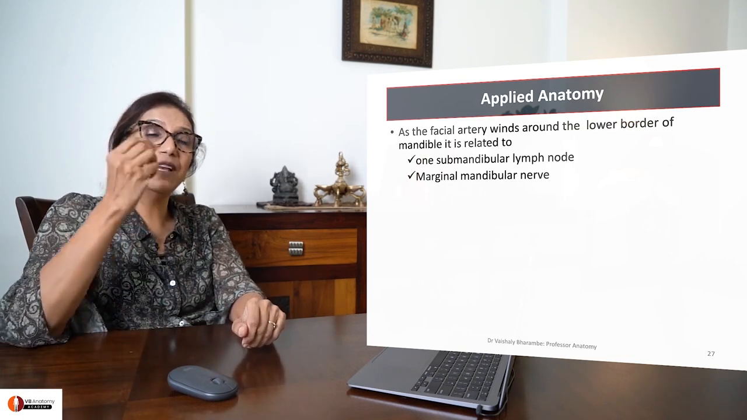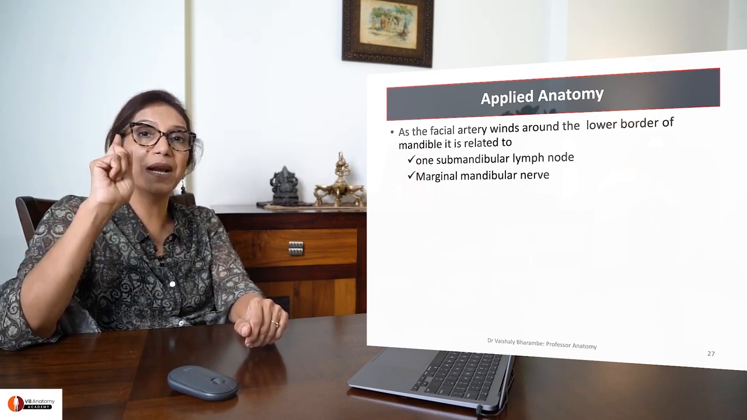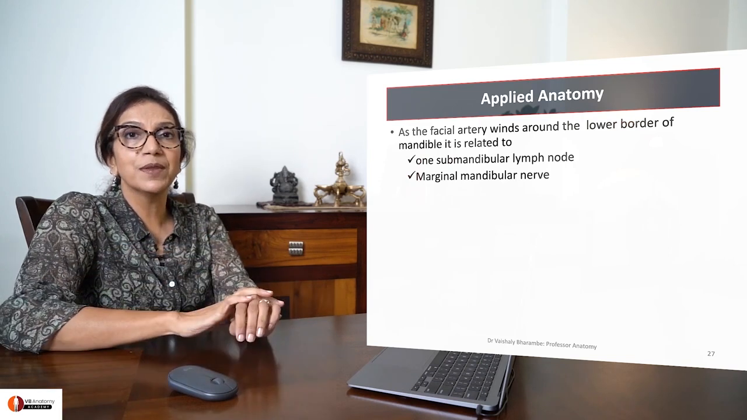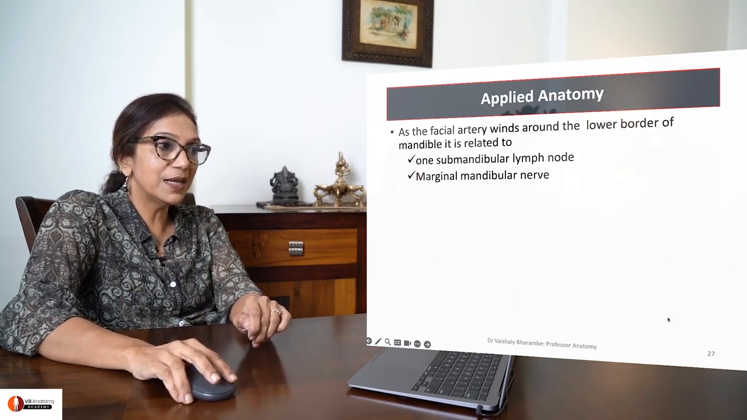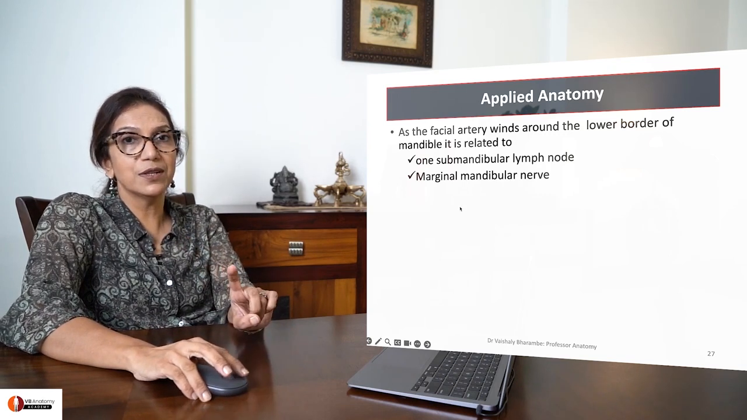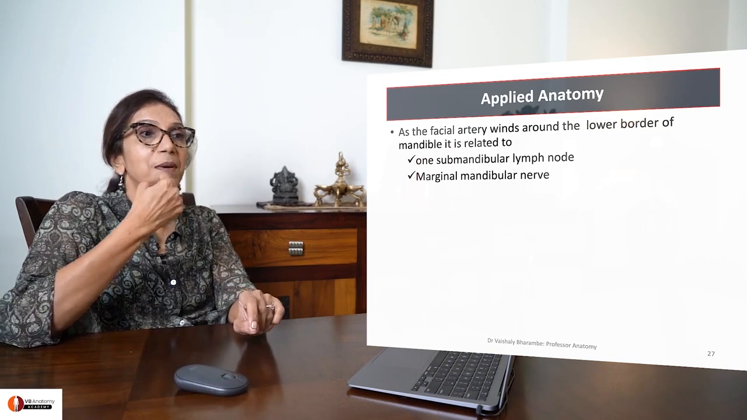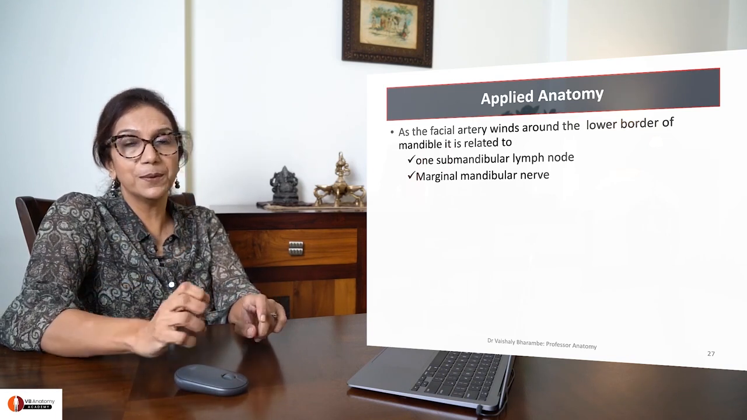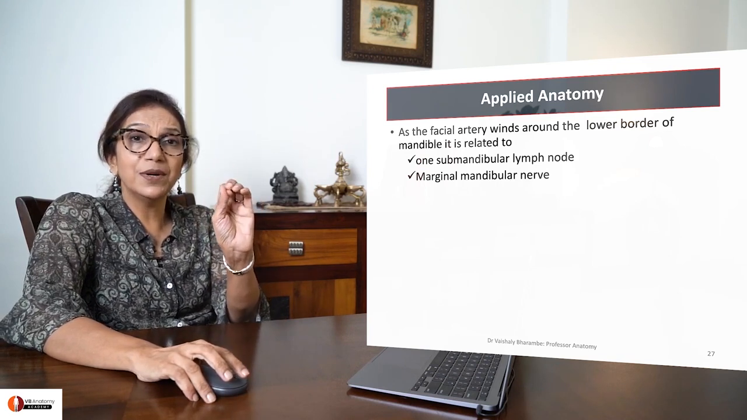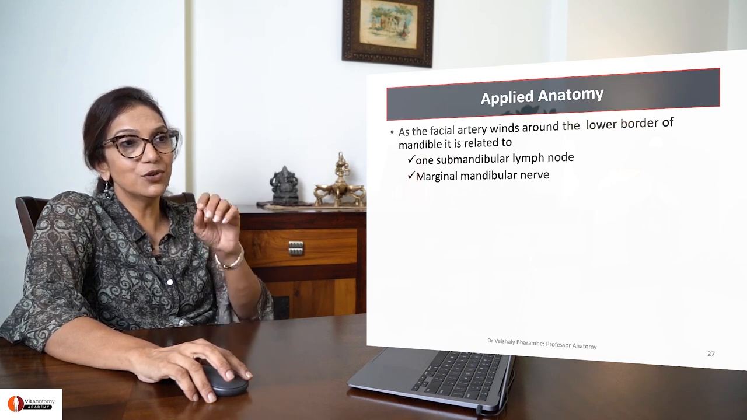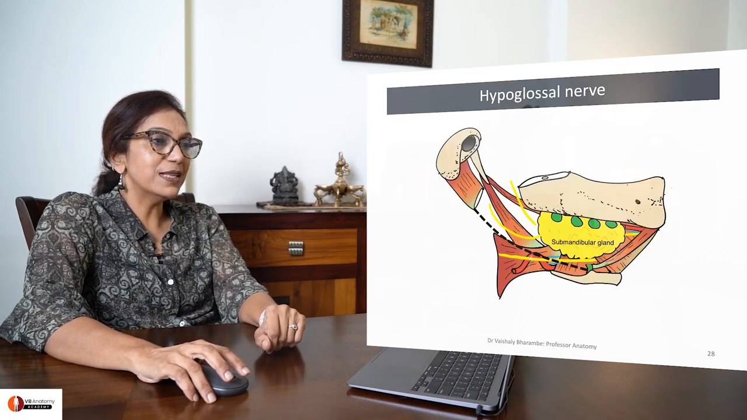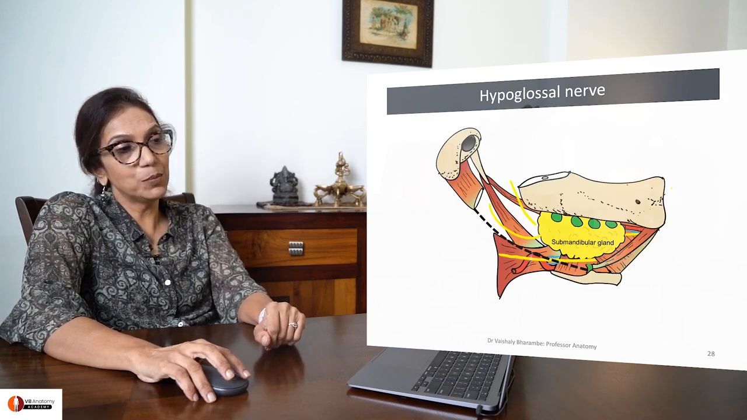Just imagine that you're operating on that submandibular lymph node for some reason, either it's infected or whatever. If you don't know the anatomy that there's a marginal mandibular nerve so close by, you're likely to damage it. And what will the patient suffer from? Paralysis of muscles of the lower limb. So you have to be careful, and these anatomical small relations are very crucial when you actually begin to operate on these cases. Right. So let's now talk about one more content, the hypoglossal nerve.